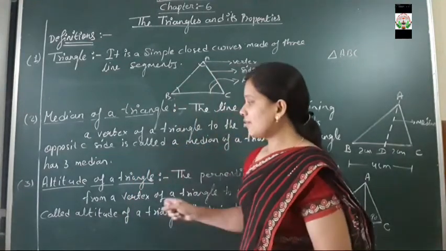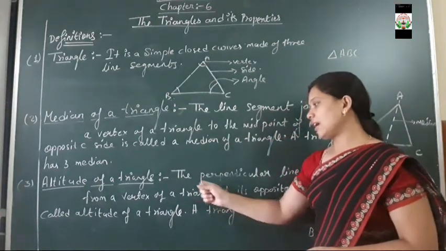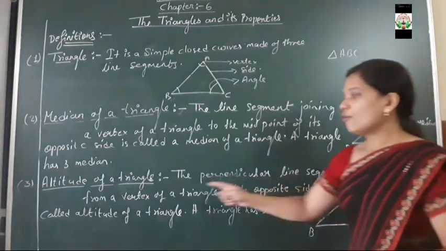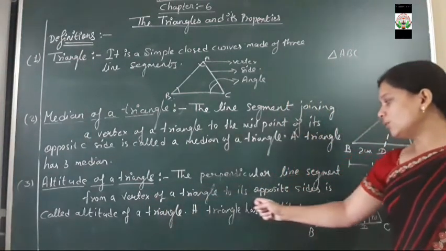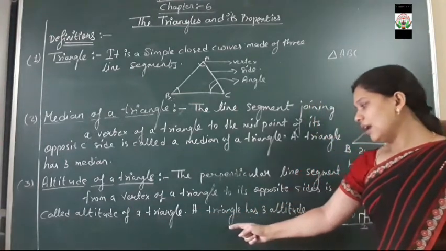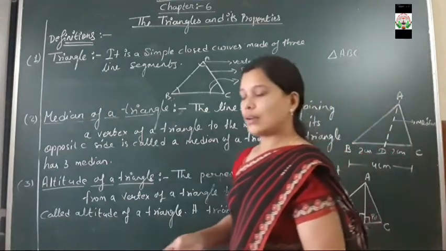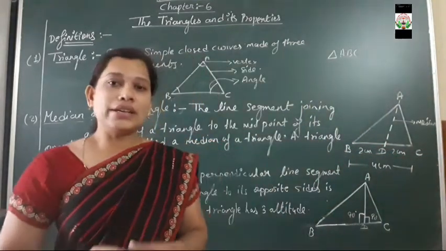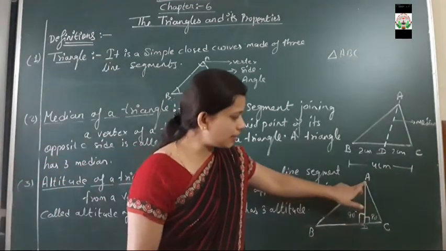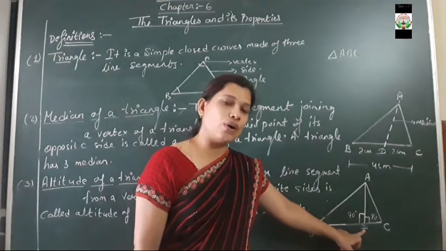Okay. Next we come to the altitude of a triangle. So what is the altitude of a triangle? The perpendicular line segment from a vertex of a triangle to its opposite side is called the altitude of a triangle. A triangle has 3 altitudes. So what is the work of an altitude? It also starts from the vertex. You can see in the figure, starting from a vertex and drawing a perpendicular line to the opposite side of the triangle.